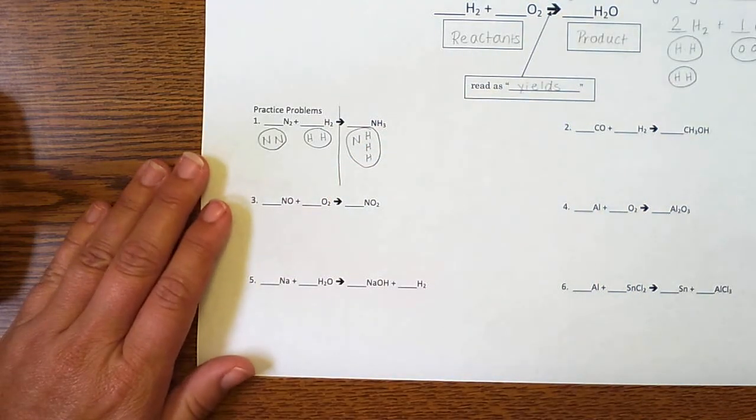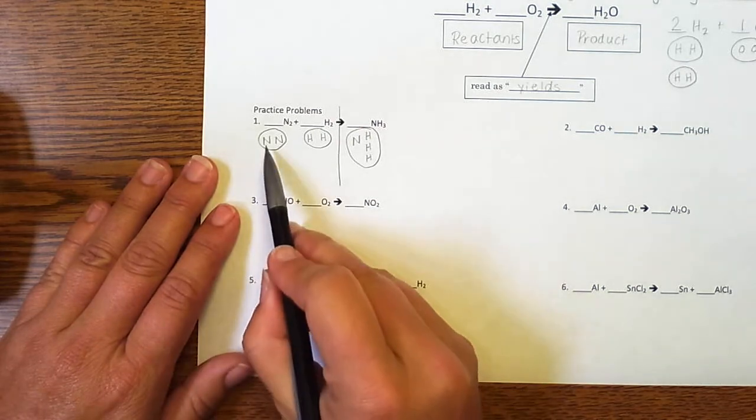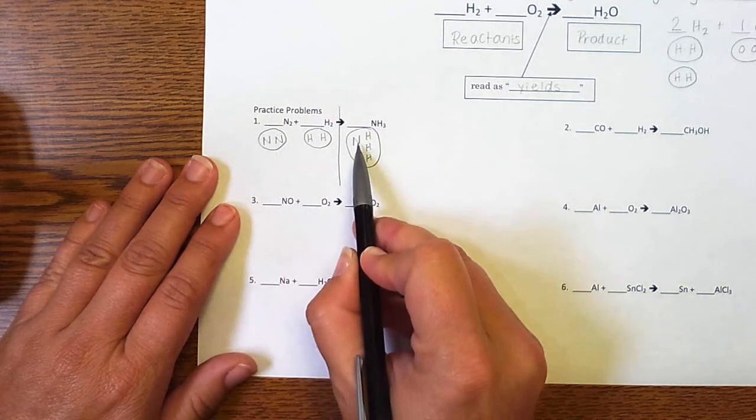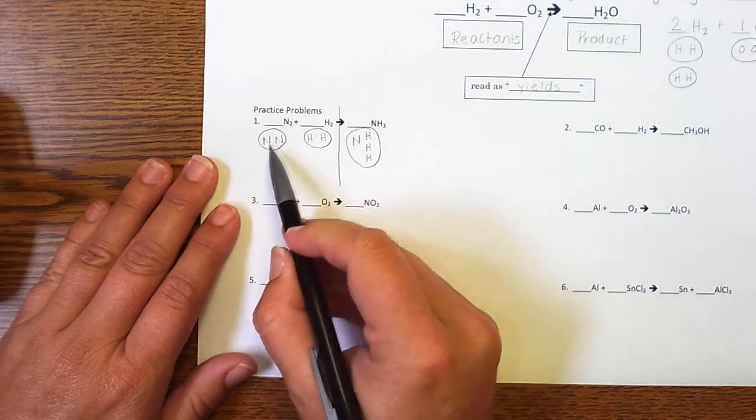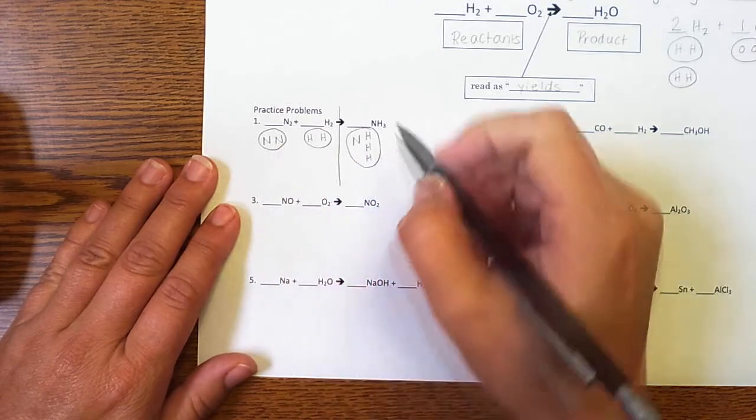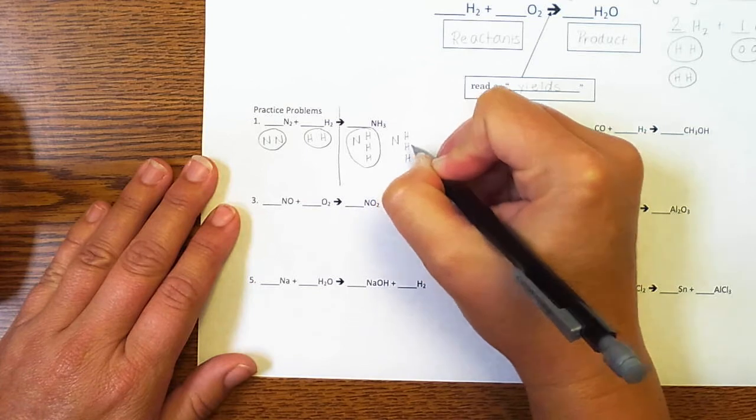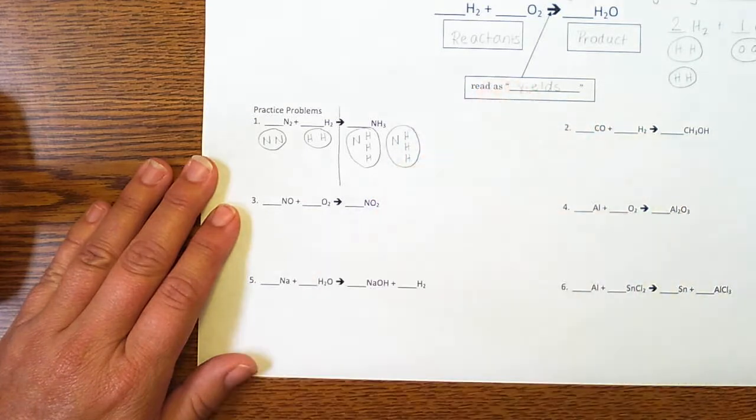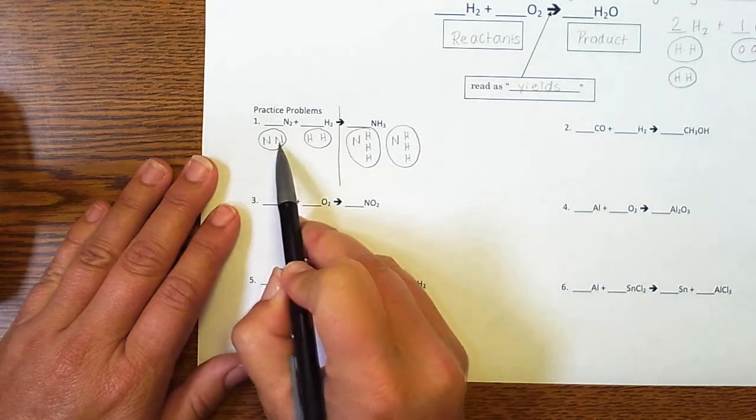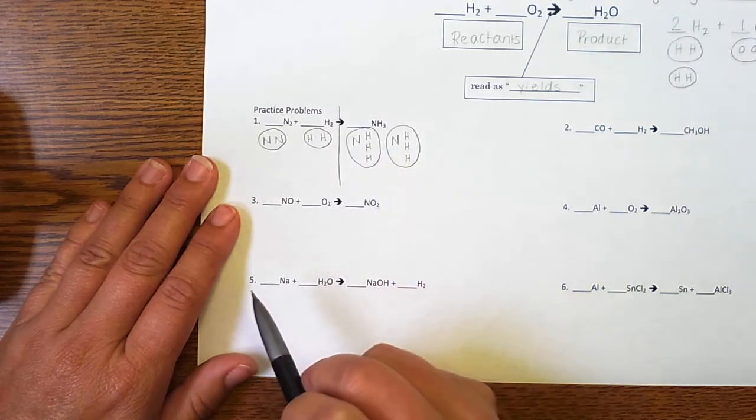And now I try to begin balancing. I have 2 nitrogens over here. I only have 1 over here. I can't take away, so I have to add. So I'm going to add a nitrogen, but I have to add it as a complete package. So now I have 2 nitrogens on the left, 2 nitrogens on the right.